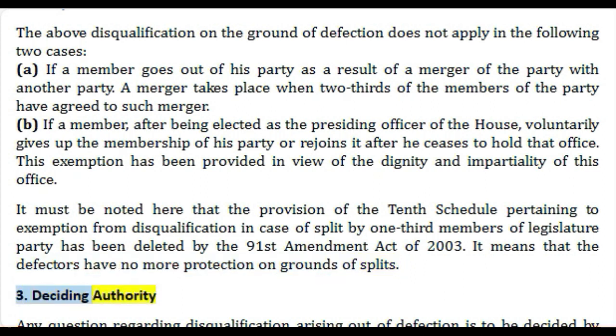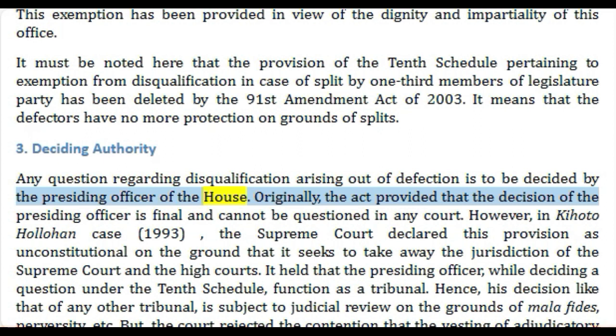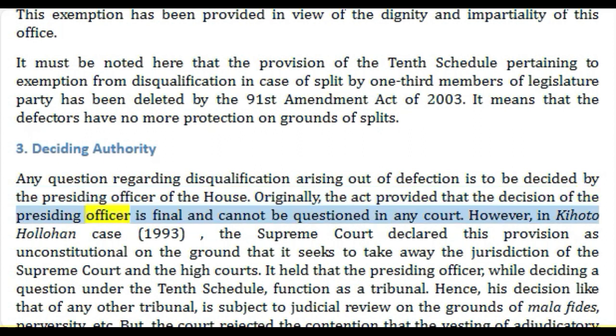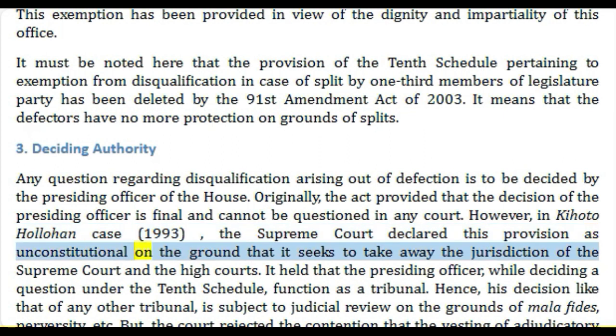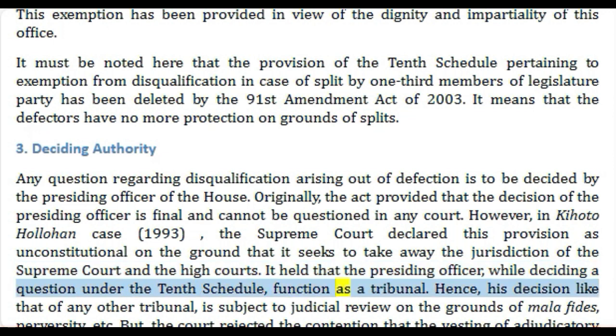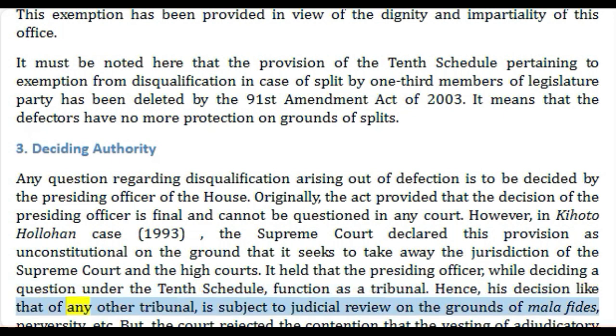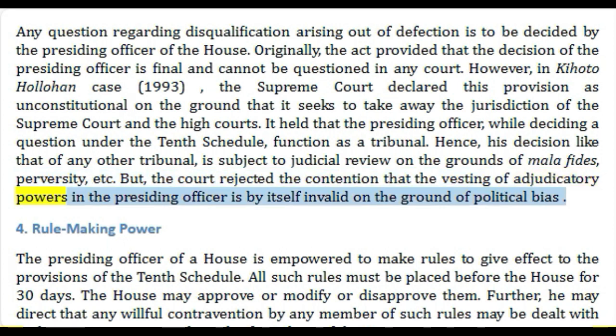3. Deciding authority. Any question regarding disqualification arising out of defection is to be decided by the presiding officer of the House. Originally, the Act provided that the decision of the presiding officer is final and cannot be questioned in any court. However, in Kihoto Hollohan case, 1993, the Supreme Court declared this provision as unconstitutional on the ground that it seeks to take away the jurisdiction of the Supreme Court and the High Courts. It held that the presiding officer, while deciding a question under the 10th Schedule, functioned as a tribunal. Hence, his decision, like that of any other tribunal, is subject to judicial review on the grounds of mala fides, perversity, etc. But, the court rejected the contention that the vesting of adjudicatory powers in the presiding officer is by itself invalid on the ground of political bias.